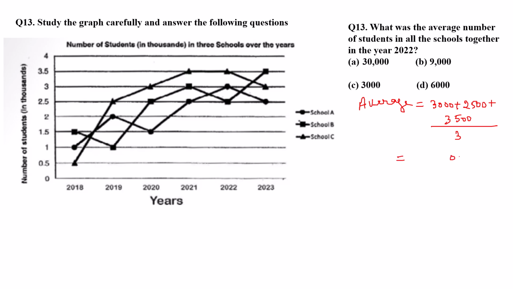So let's add it now. It is 9000 by 3, which will give you the answer as 3000. So option C is the correct answer. Now moving to the next question.